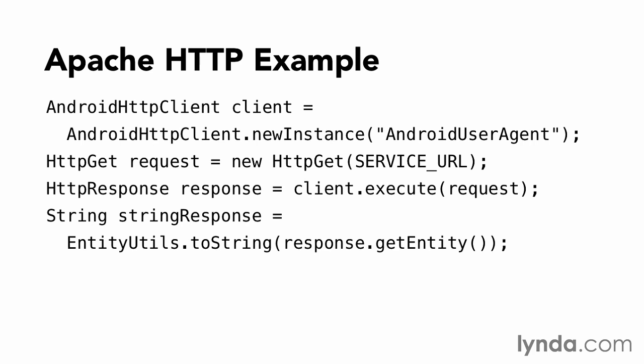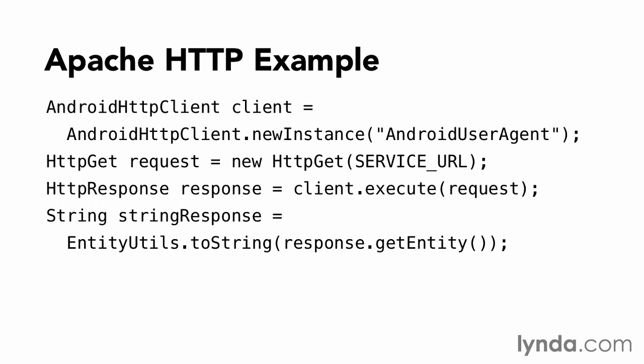You start off by creating an instance of the class you want to use. In this case, I'm using AndroidHttpClient, and you construct it by passing in a string, which is the user agent, a string that identifies the client to the server. Then you define your request. If you want to do a simple GET request, you use a class called HttpGet. And then you pass in the URL, the location of the service you want to call.